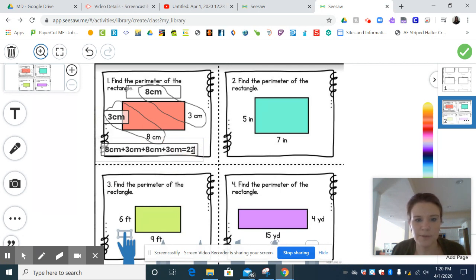Oops, this is one I forgot to add the label. When you are doing perimeter, it's very important when you're using measurement to always label it. So we don't want to just say 22. We want to say 22 centimeters because we're actually adding centimeters. All right.